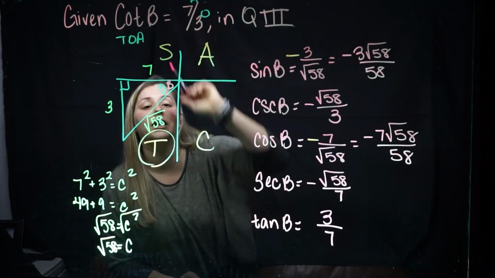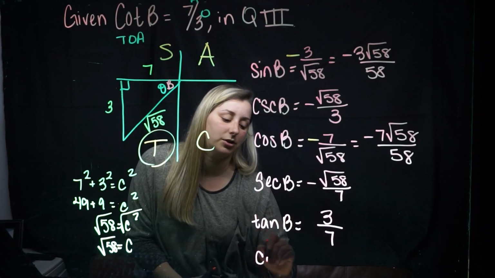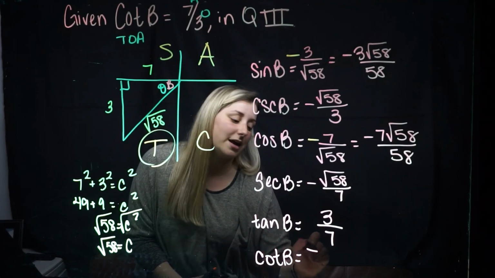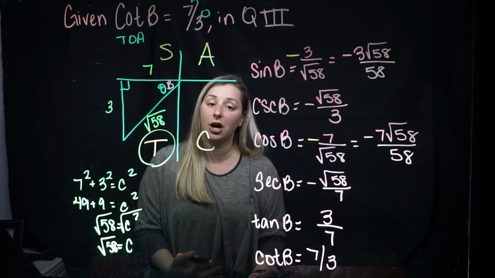But also remember, we were given the cotangent. So the cotangent was 7/3. You could have just flipped that upside down. So I'm just going to rewrite that over here. Cotan is 7/3. And that's it. That's how you find the trig ratios in each of your quadrants.